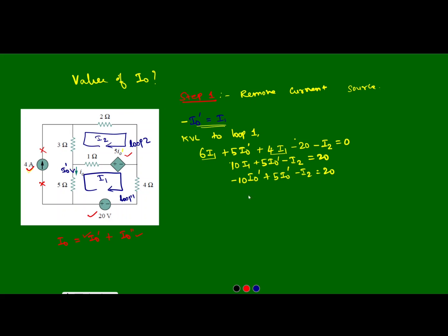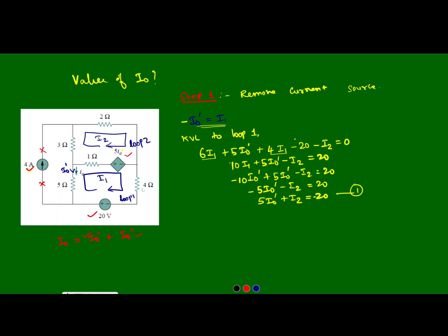Now when we simplify further this equation, we will get negative 5 I0 dash minus I2 is equal to 20. On further simplification, when we move the negative signs to the other side of this equation, the equation will become 5 I0 dash plus I2 is equal to minus 20. Say this is equation number 1.